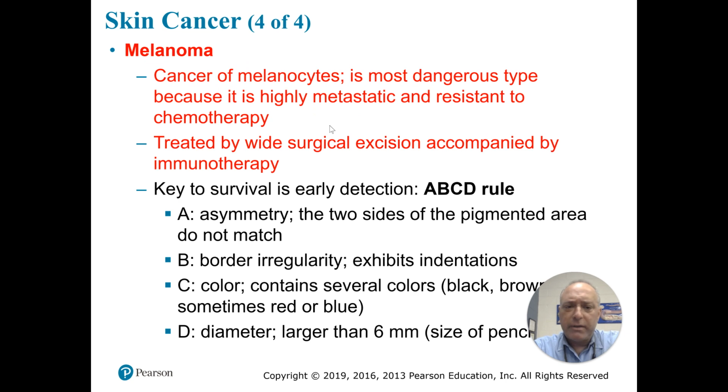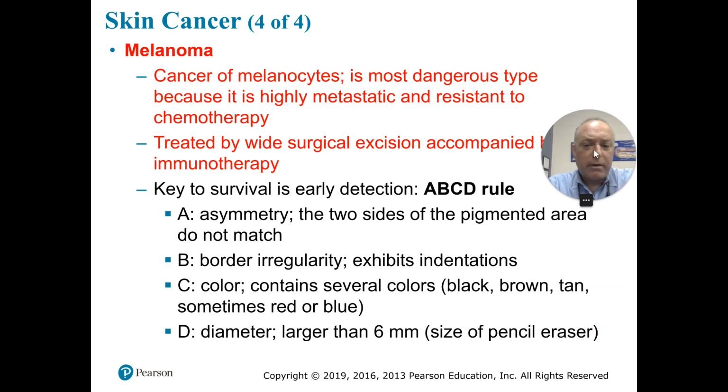And then melanoma is the most dangerous type. It's highly metastatic, so these cancer cells tend to travel to different vascular beds, different tissue beds. They're resistant to chemotherapy. They're usually excised, followed by some immunotherapy.